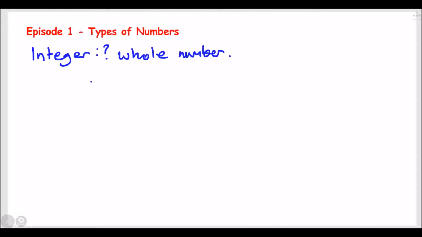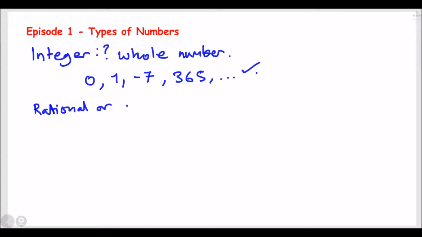Okay, so an example of a whole number: 0, 1, minus 7, 365, pretty much any number that's whole, that isn't a decimal, that isn't a fraction, that's what you call an integer. Okay, so another type of number: we also need to know that numbers could either be something known as rational or irrational.